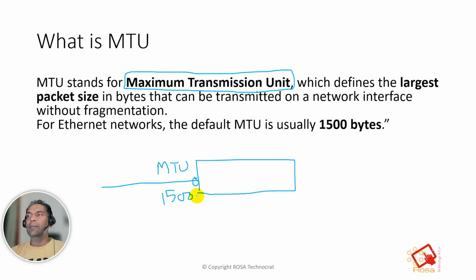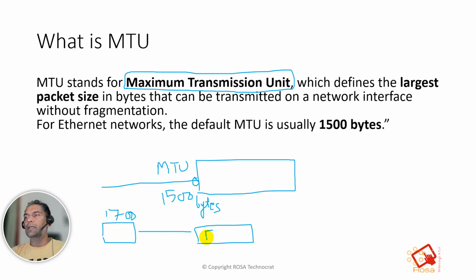So if the frame is larger than 1500 bytes, then the frame is fragmented into smaller segments or smaller sizes. So let's say you send a frame or a packet of 1700 bytes to the firewall. This can be a FortiGate firewall or any other networking device as well. The MTU on the device is configured as 1500.